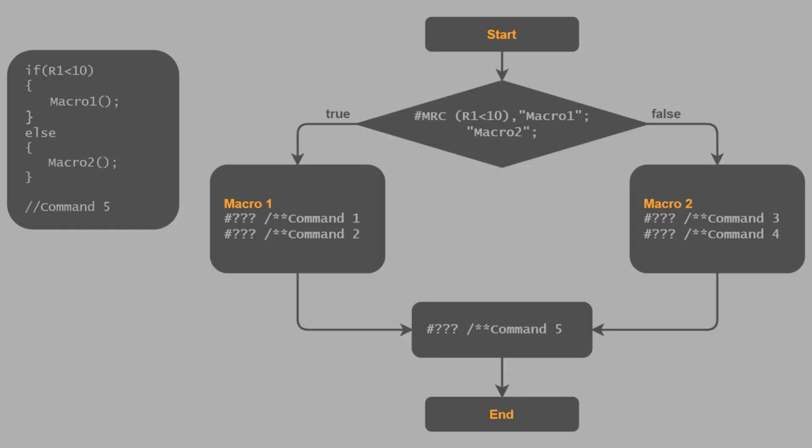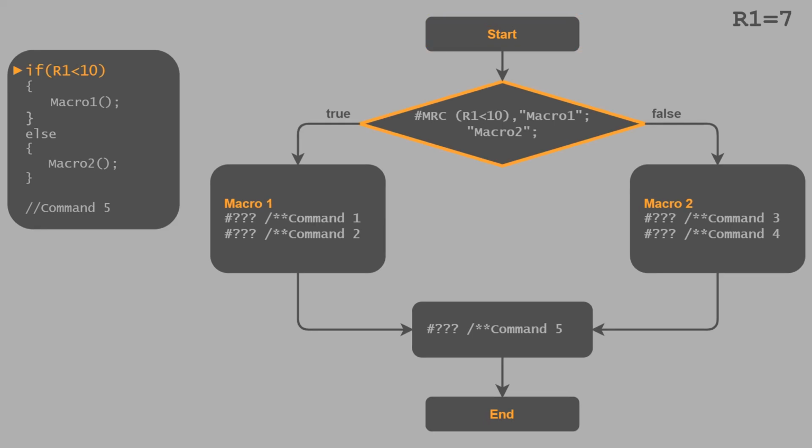Again, let's first discuss this example using a flowchart. The register R1 has a value 7. In our example, we have two states. For such cases, the uniTFT series offers the possibility to run macros conditionally. For this purpose, the command mrc, macro run conditionally, is used.